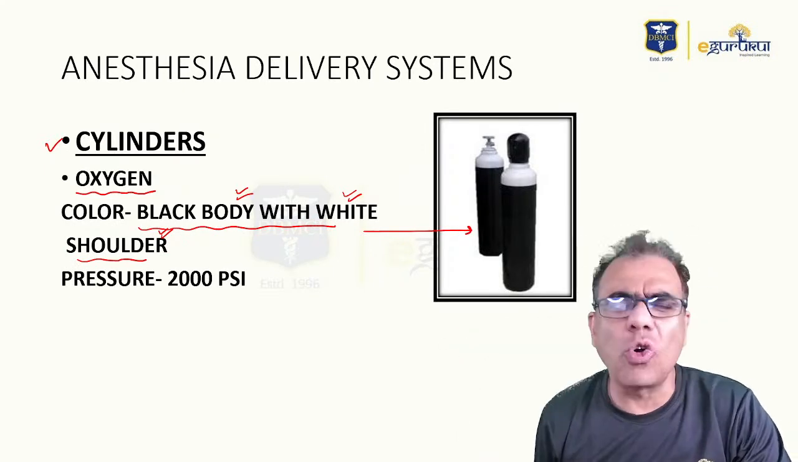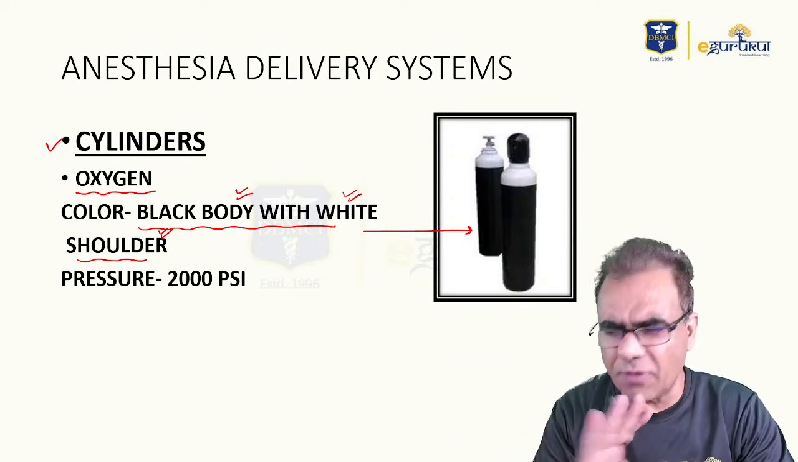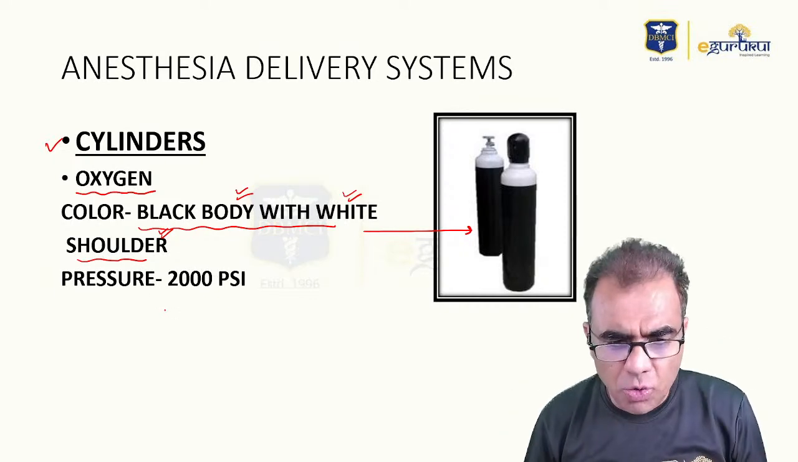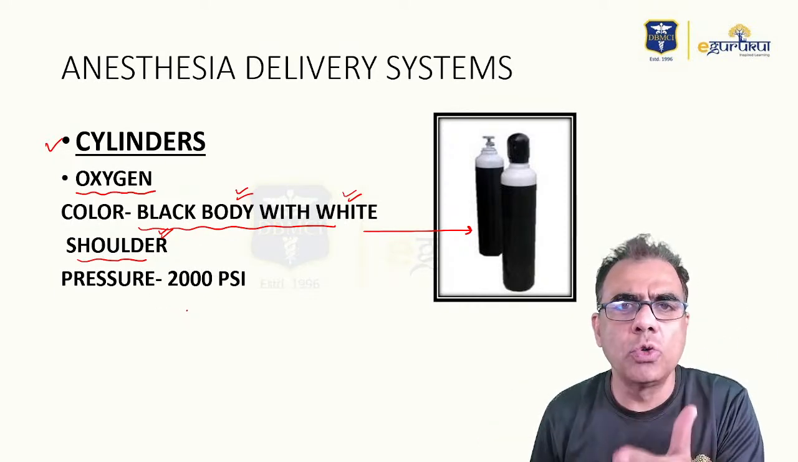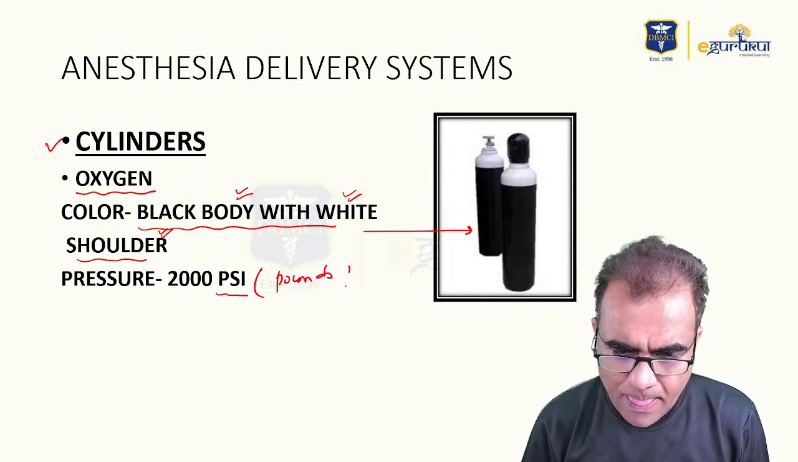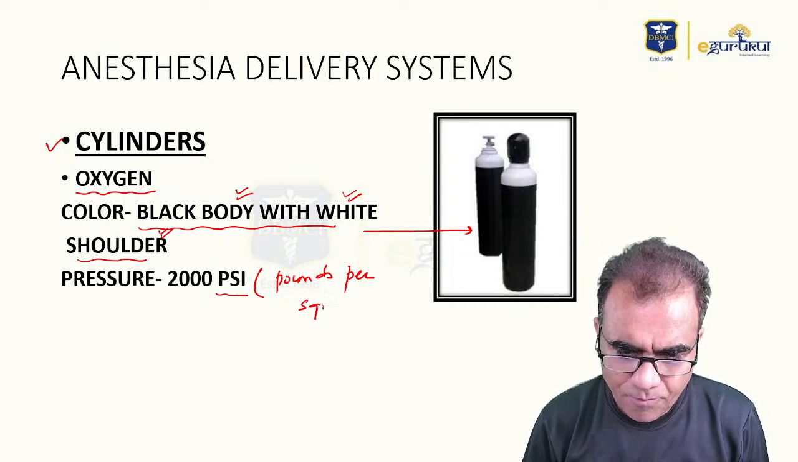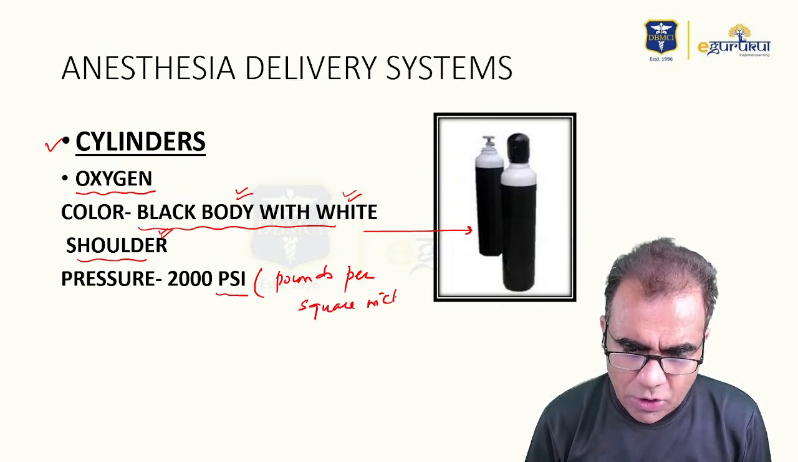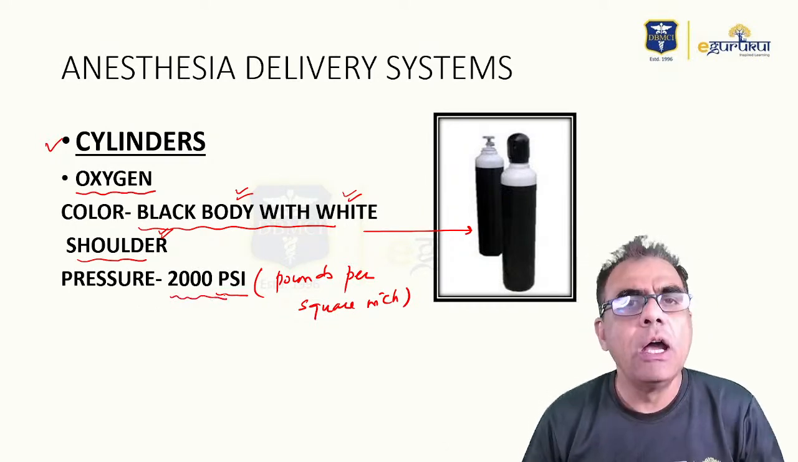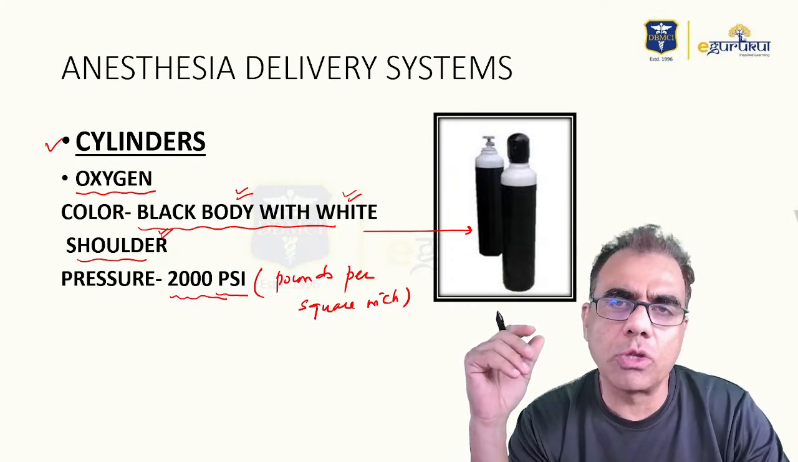Regarding pressure, there are so many units you may find in your books, but forget about those units. Different countries are using different units. You just remember the most commonly used unit in India, that is pounds per square inch. PSI means pounds per square inch. So the pressure in an oxygen cylinder is 2000 pounds per square inch, 2000 psi.